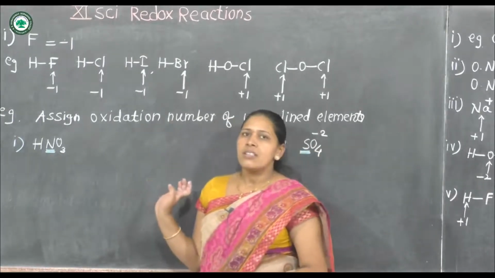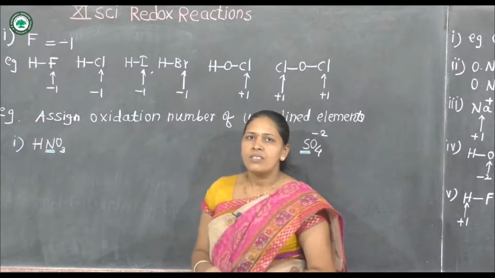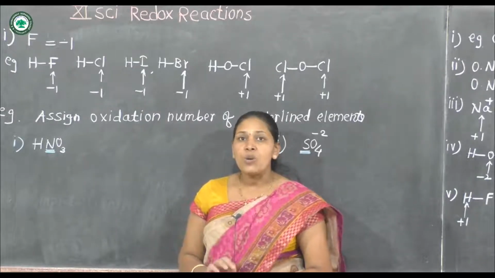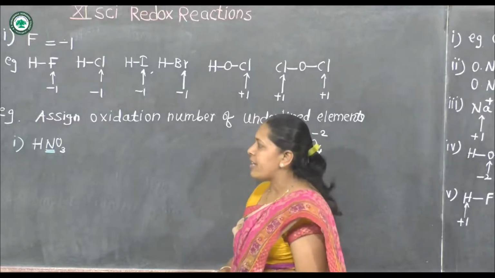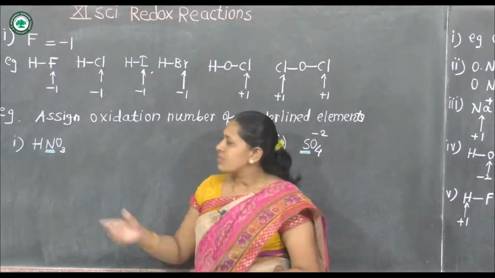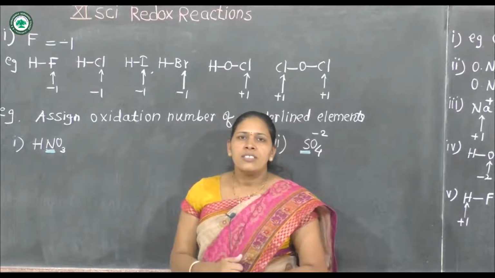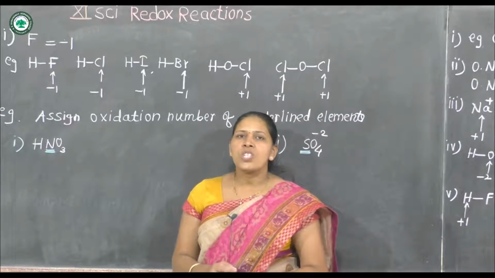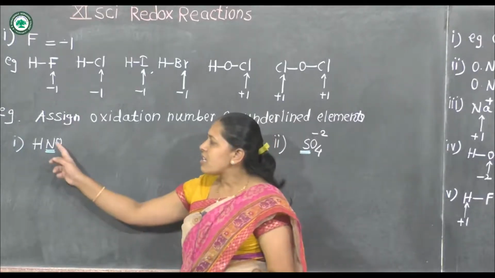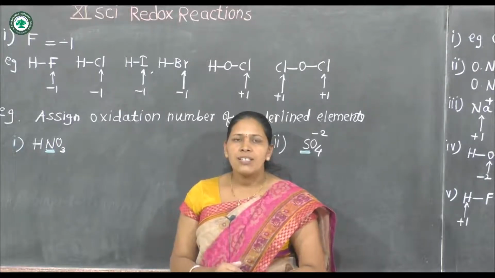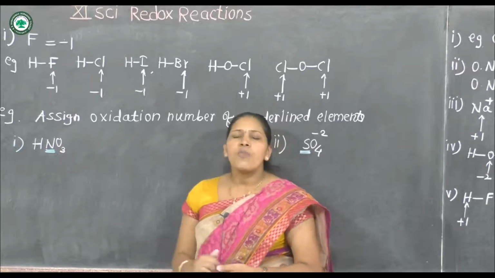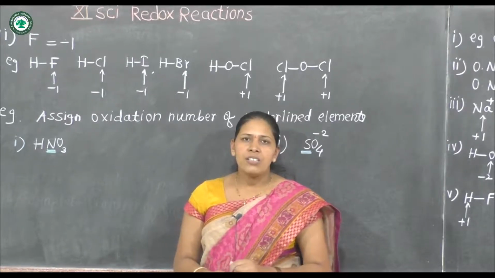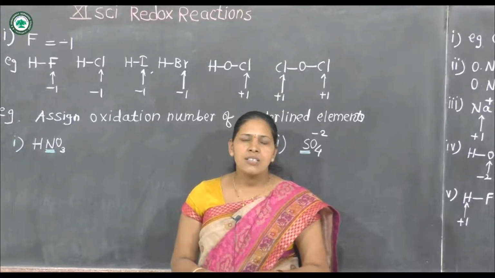According to rule number 7, the algebraic sum of oxidation numbers of all atoms in a neutral molecule. The first example is a neutral molecule because it has no charge, either plus or minus. We know that the oxidation number of hydrogen is either plus 1 or minus 1. Hydrogen shows plus 1 oxidation state if it is attached to a non-metal. Here nitrogen is a non-metal, hydrogen is attached to a non-metal, therefore it shows plus 1 oxidation state. Oxidation state of oxygen is generally minus 2, except in peroxide it is minus 1, in superoxide it is minus 1 by 2.